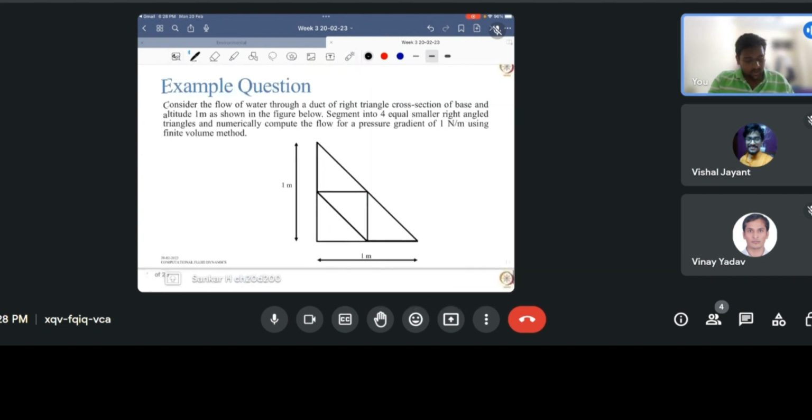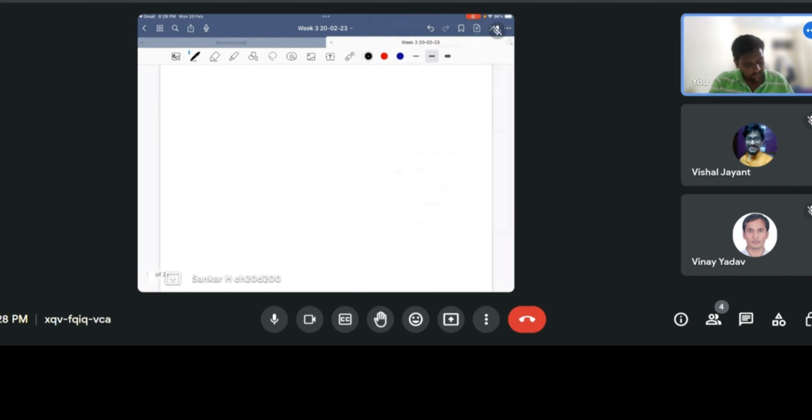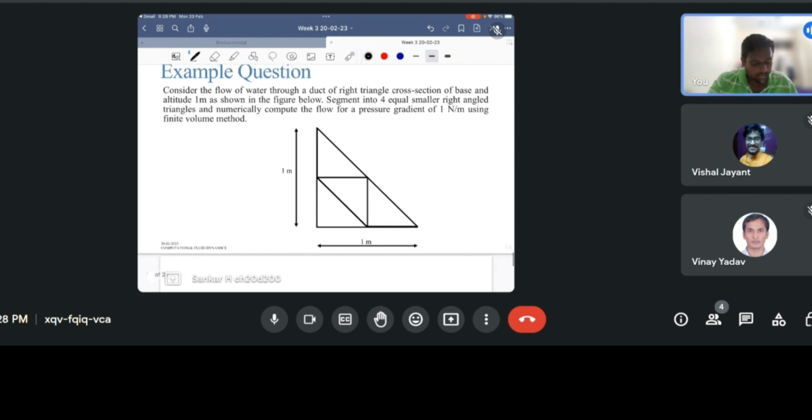Okay, moving forward, we'll now do an example question as we have been doing, where we consider the flow of water through a duct of a right triangle cross section of base 1 meter and altitude 1 meter as shown below. Now we have to segment it into 4 equal smaller right triangles and numerically compute the flow for a pressure gradient of 1 Newton per meter using the finite volume method.